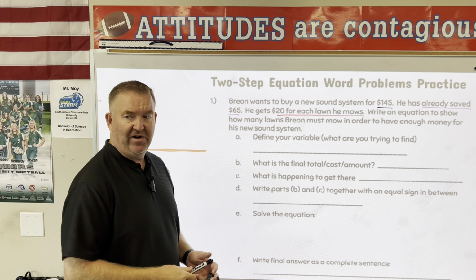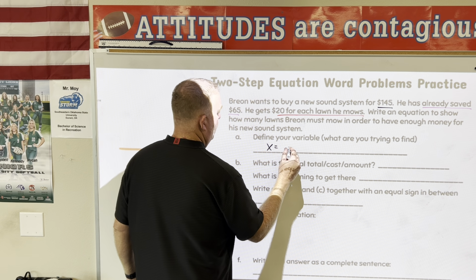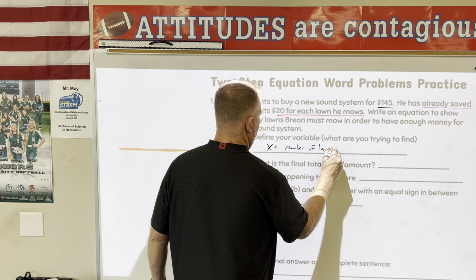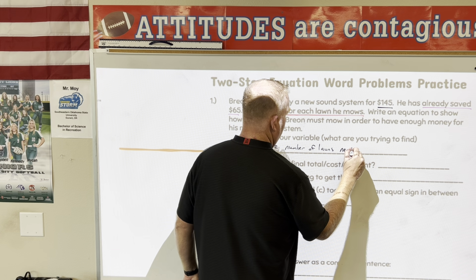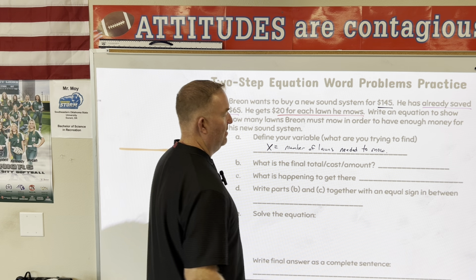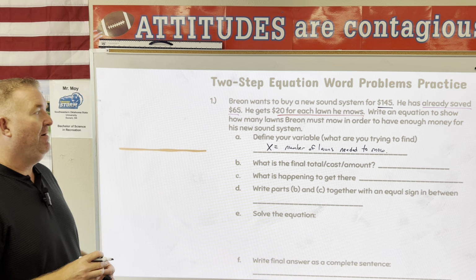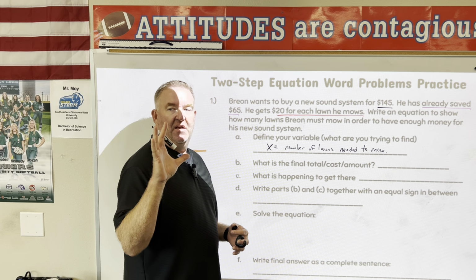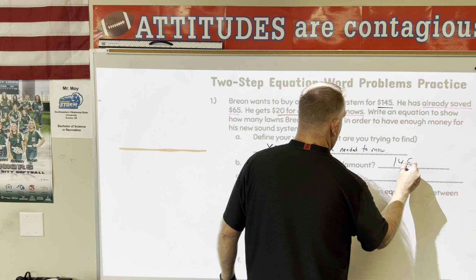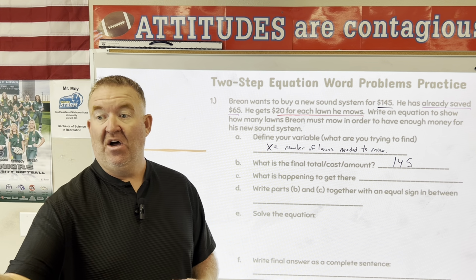Okay, so hold on. What do they want to figure out? What are you trying to find? So x equals the number of lawns needed to mow. That's what we're trying to figure out. All right, what is the total cost of this sound system? It's $145. Now, what is happening to get there? What is he doing? Mowing lawns, but what is he getting per lawn?